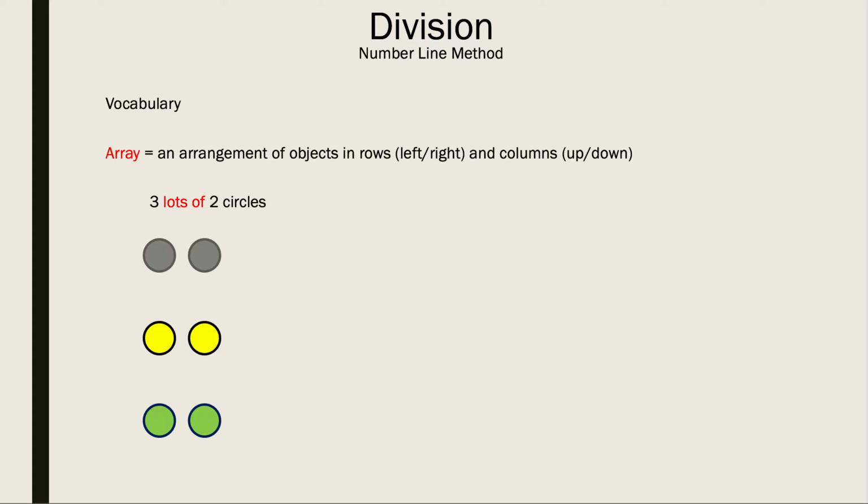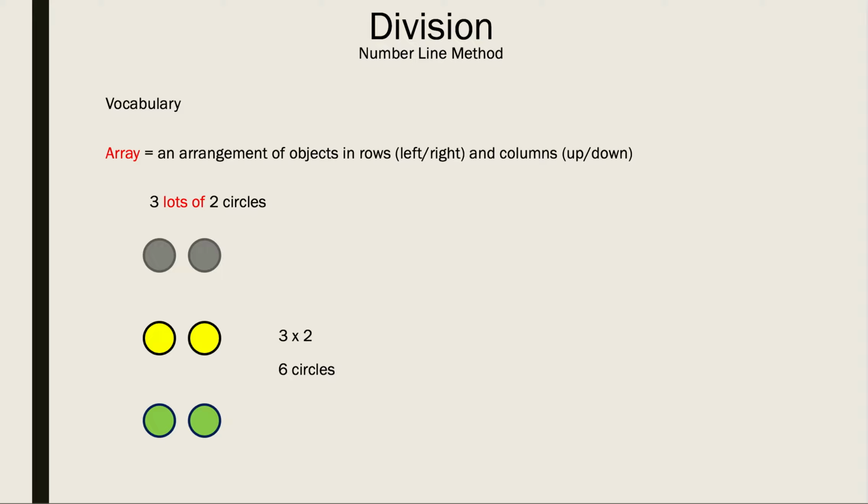So let's talk about the vocabulary, specifically array and lots of. An array is an arrangement of objects in rows and columns. And then what you see on your screen are arrays. Specifically, one way of saying it is 3 lots of 2. And if you count, there are 6 circles, and lots of is just a fancy way of saying multiplication. So if we do 3 times 2, which gives me 6 circles, and there you go.